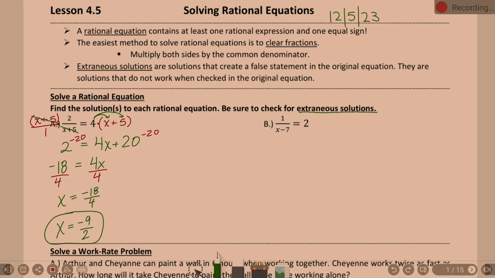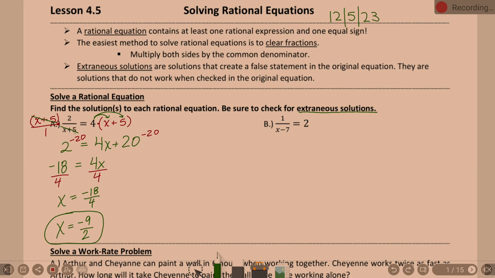I'm not trying to make life difficult here. I'm not saying that you need to take negative 9/2 and plug it back into the equation. That's not what I want you doing. What I want you doing is just making sure, does this make my denominator 0? And if so, what would be the problem? What would be the answer that we could not have?